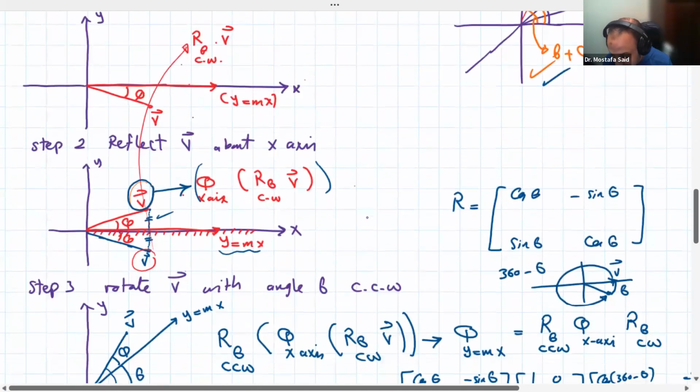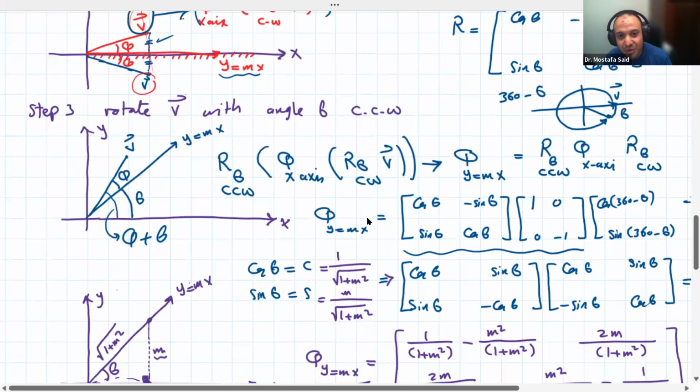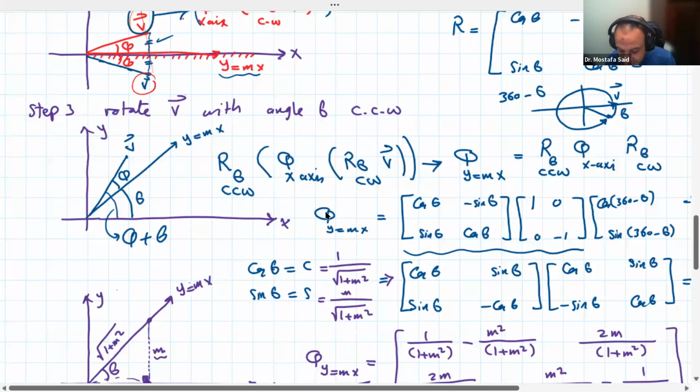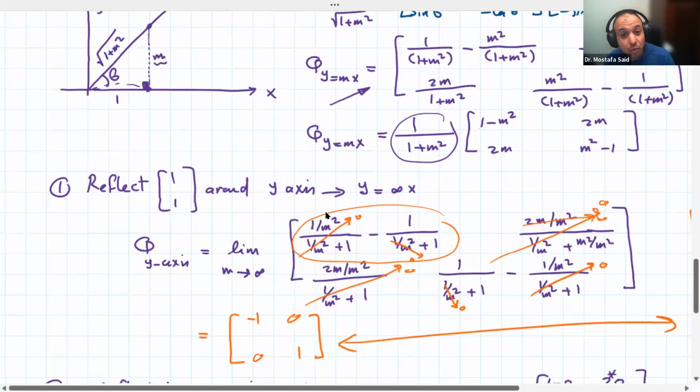Okay guys, that was it for this video. In the next video, I'm going to take a very important example, and we're going to see how to apply this general formula to find the reflection.